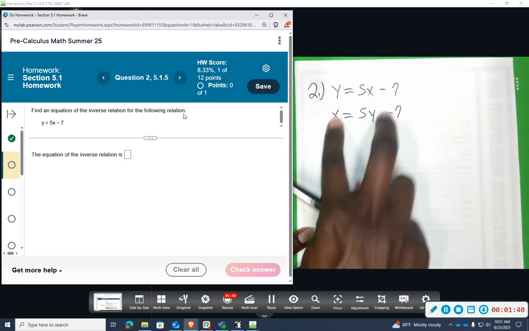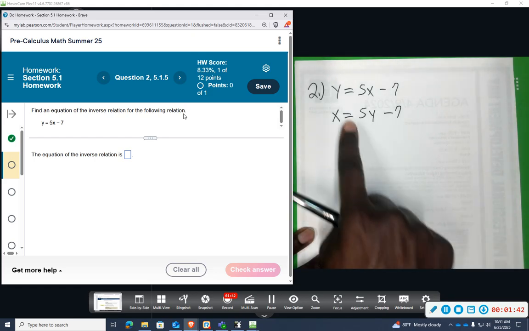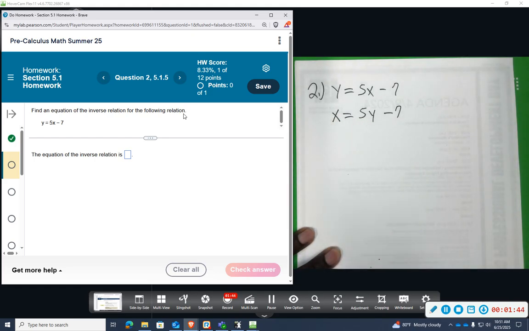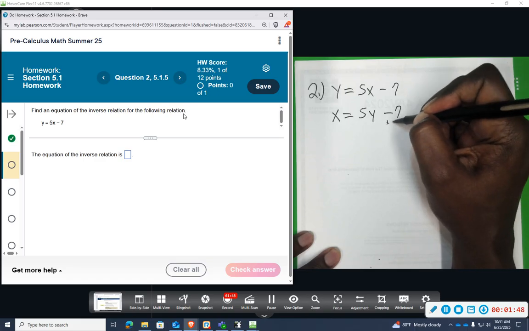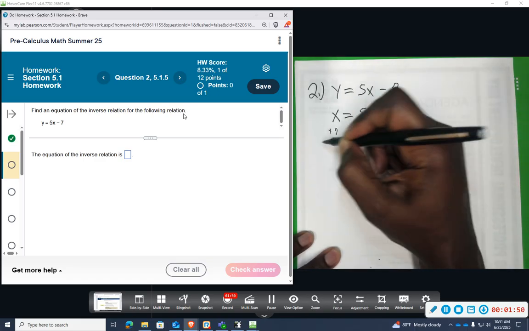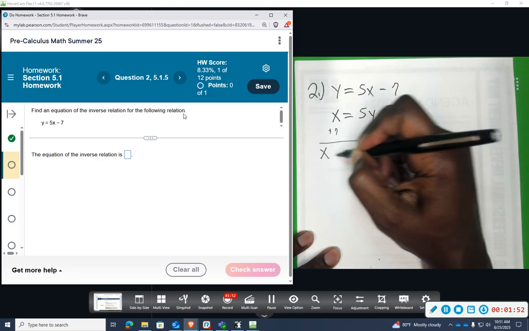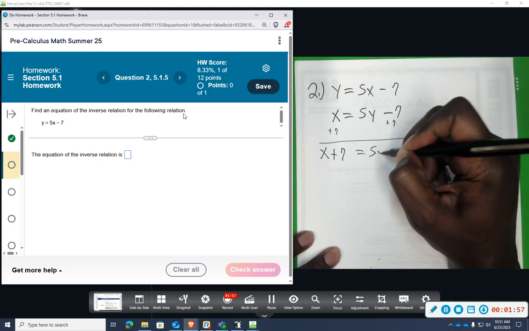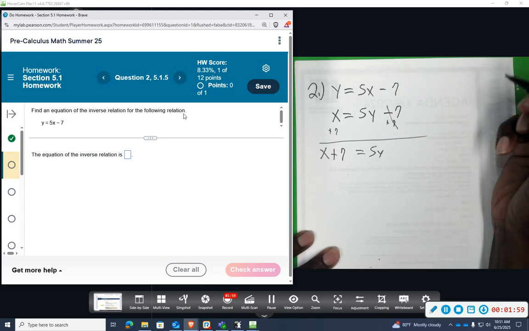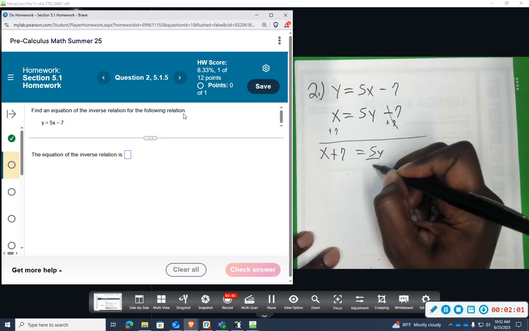So I just switch places with x and y. And then we're going to solve for y. We're going to try to get y by itself. Alright, so I'm going to add 7 to both sides. So that is going to give us x plus 7 equals 5y, since plus and minus 7 go to 0. And then we're going to divide by 5.